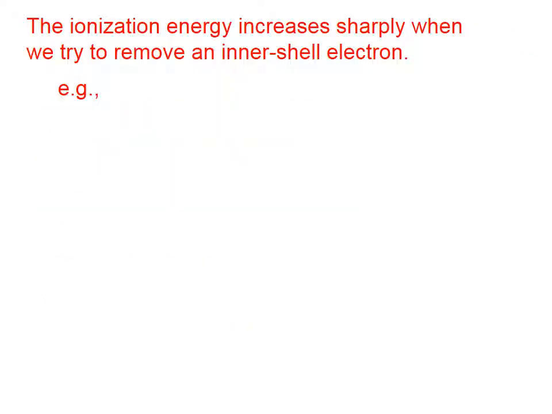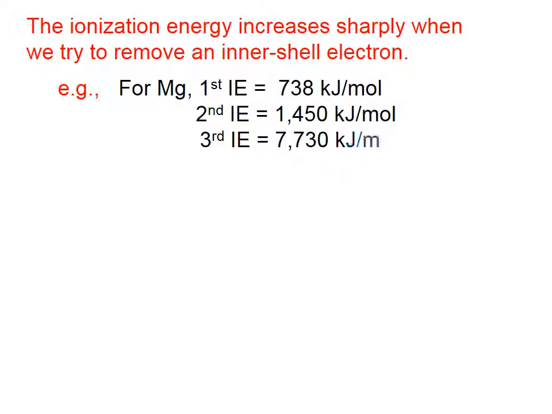The ionization energy increases sharply when we try to remove an inner shell electron. Here are the first three ionization energies of magnesium. Magnesium, as you recall from the periodic table, has only 2 valence electrons. And we can see from these energies that the second ionization energy is about 2 times as big as the first ionization energy. And then the third ionization energy is more than 10 times the first.